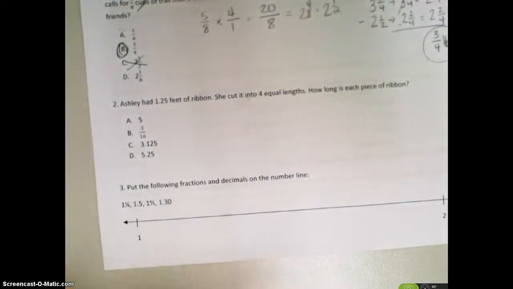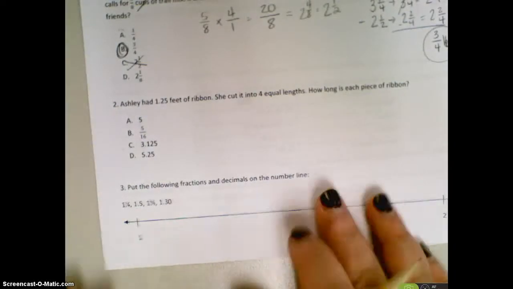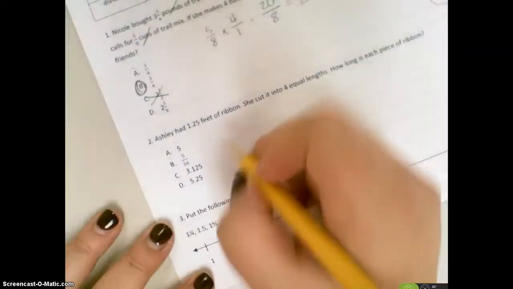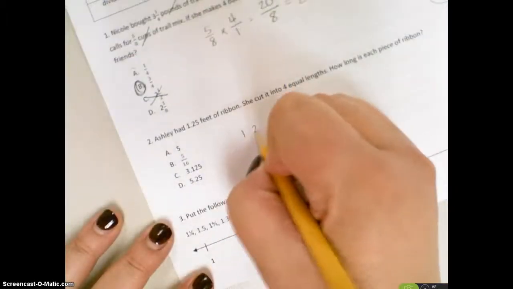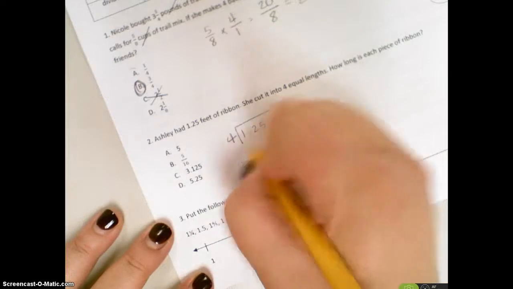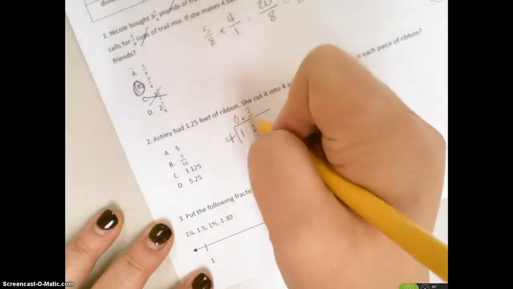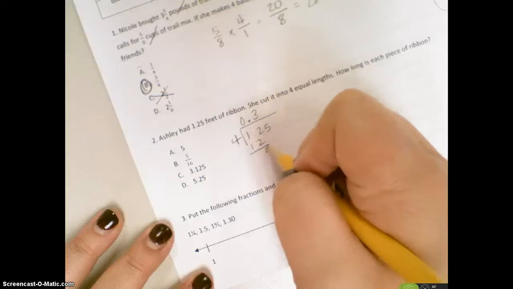Number 2, Ashley had 1 25/100 feet of ribbon. She cut it into 4 equal lengths. How long was each piece of ribbon? This is a division problem, and I've had a lot of questions asked on this one, so let's go ahead and start with 1 25/100 divided by 4. First step is bring your decimal up. 4 doesn't go into 1, but it goes into 12 3 times. I get a remainder of 0.